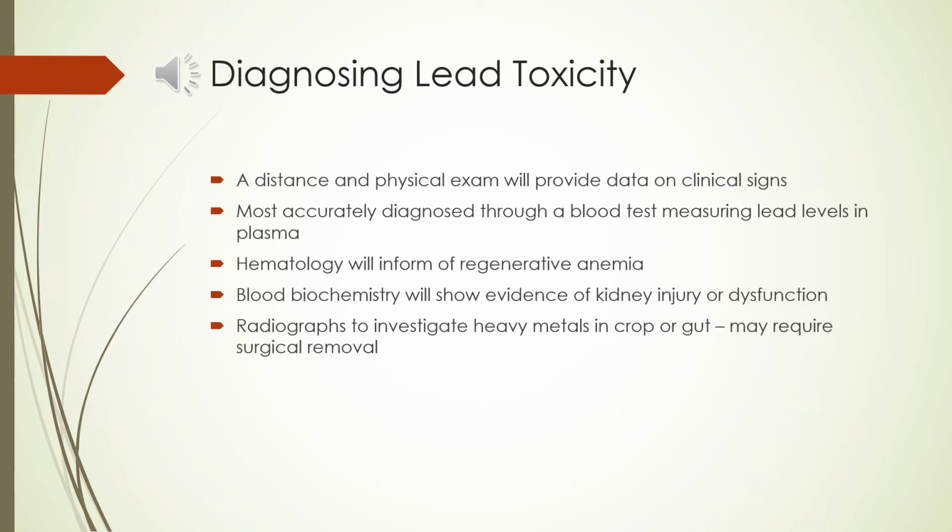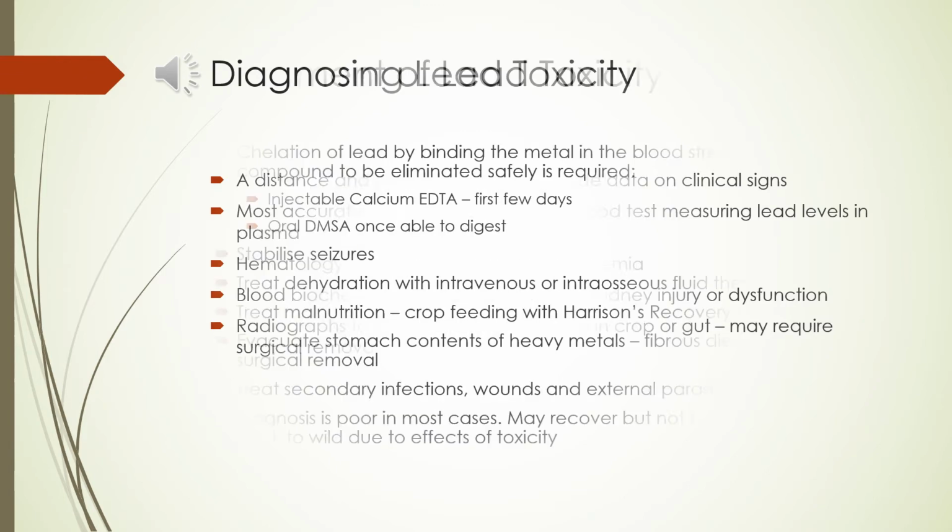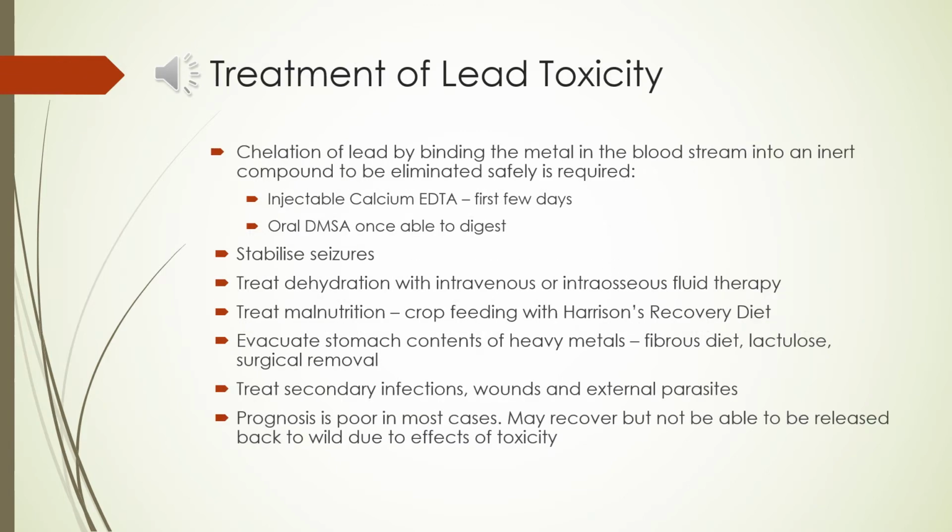Radiographs as well will often show the presence of heavy metal in the stomach or crop, and this is important to note as it may need to be surgically removed at a later date to prevent further toxicity occurring. Treatment of lead toxicity is done by chelation, which is a binding of lead in the bloodstream into an inert compound that is then safely eliminated.